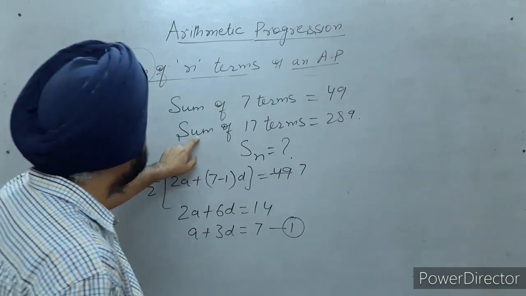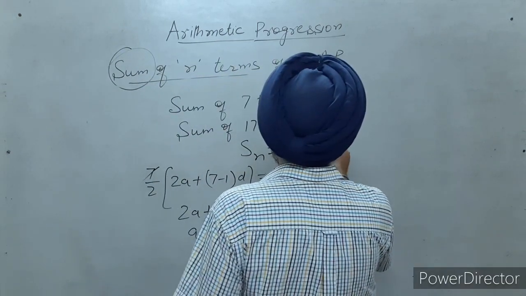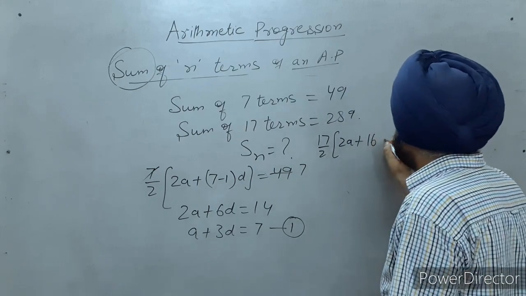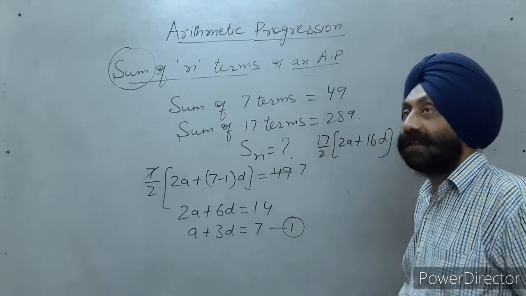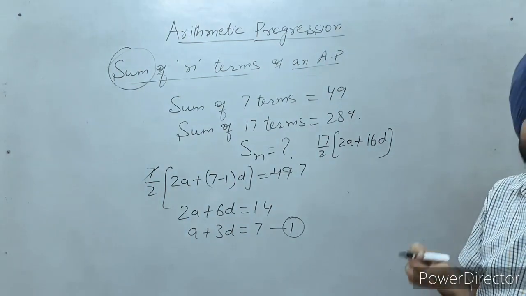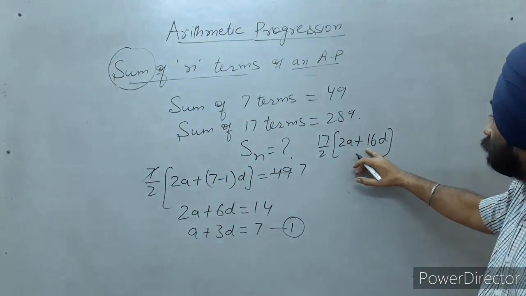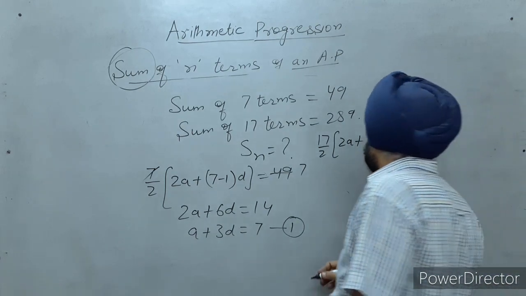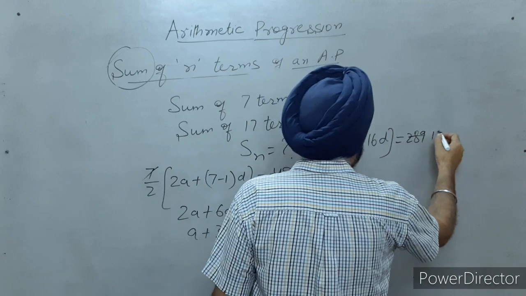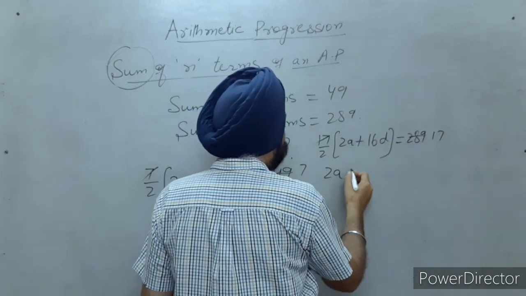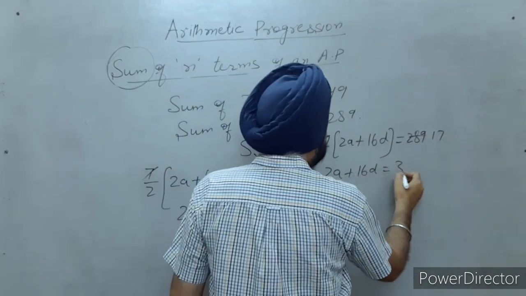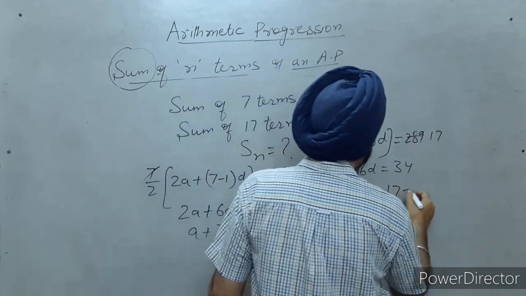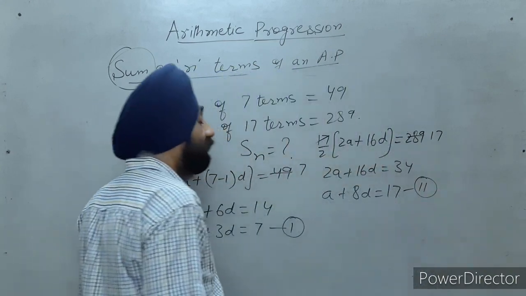Now the next equation I will get from the sum of 17 terms. 17 by 2 into (2a plus (17 minus 1) into d, 16d). Same formula I am applying: n by 2 into (2a plus (n minus 1) into d) is equal to 289. Now this cancels with 17. 17 2s are 34. 2a plus 16d is 34. 2 is common. a plus 8d is 17. This is the second equation.